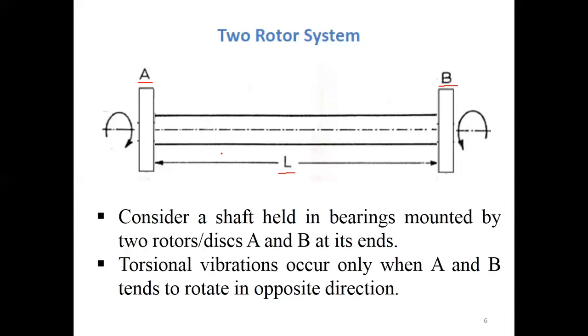Then the second possibility is, you can see here, suppose rotor A is rotating in the clockwise direction, while rotor B is rotating in the counterclockwise direction. If the rotors are rotating in opposite directions, then along the length of the shaft, twisting and untwisting occur alternately, which means torsional vibrations will occur.